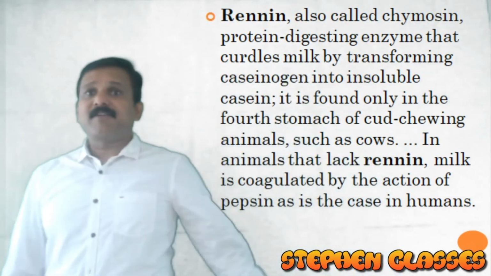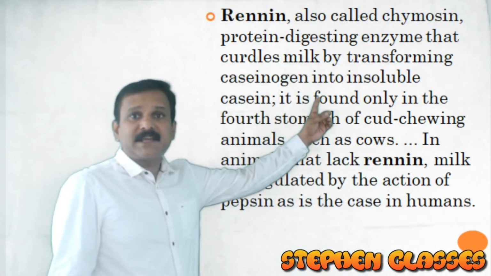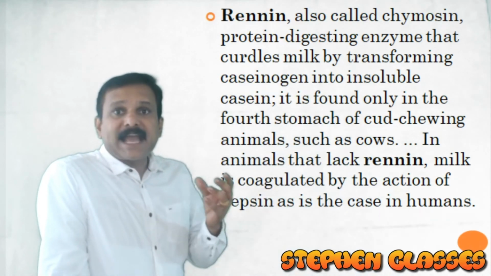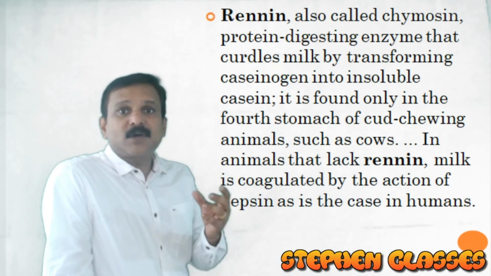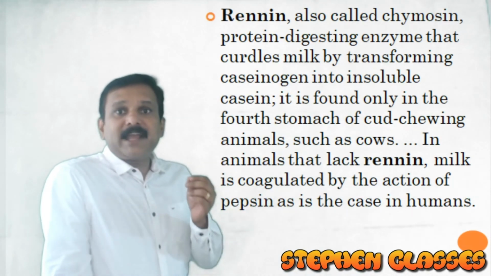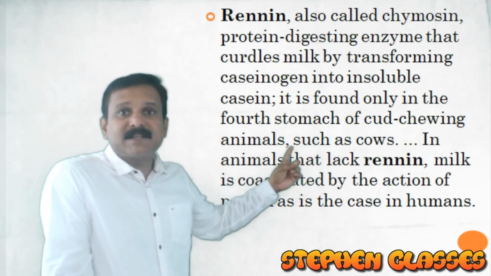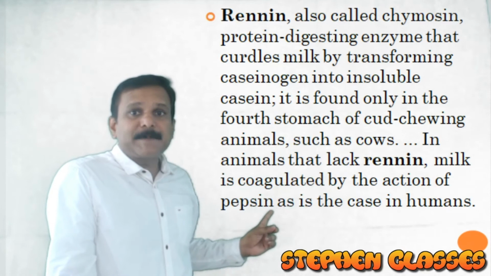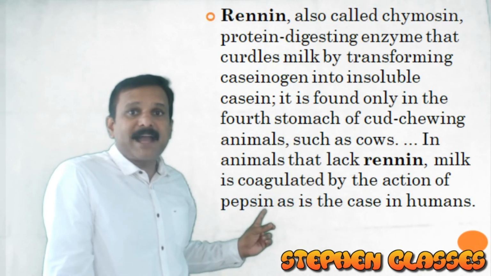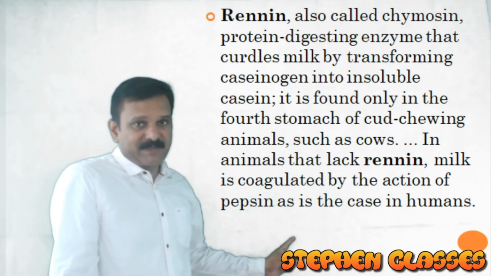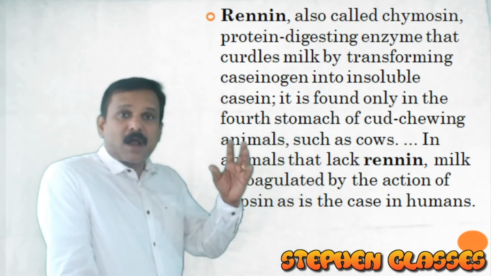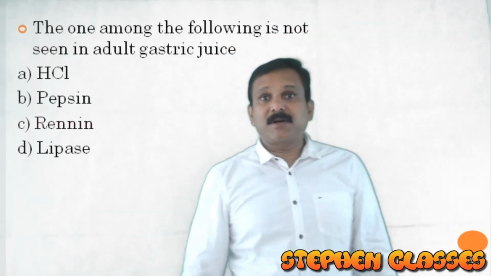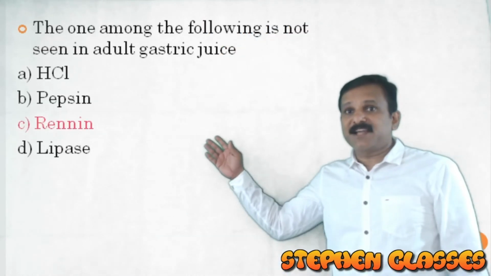Explanation given about renin. Renin is also called chymosin, a protein digesting enzyme that curdles milk by transforming caseinogen into insoluble casein. It is found only in the fourth stomach of cud chewing animals such as cows. In animals that lack renin, the coagulation action will be done by pepsin, as in the case of human beings. So renin is present only in the calf stomach and also in infants. Coming back to our question, the answer, as I have told you, is option C.